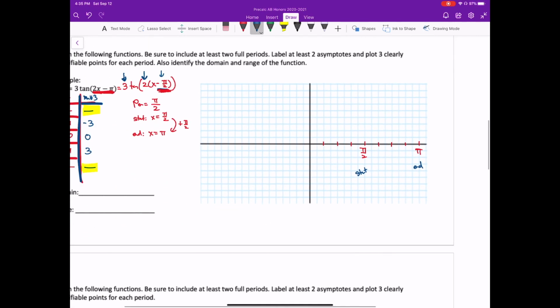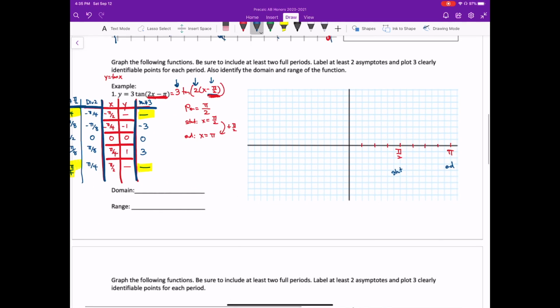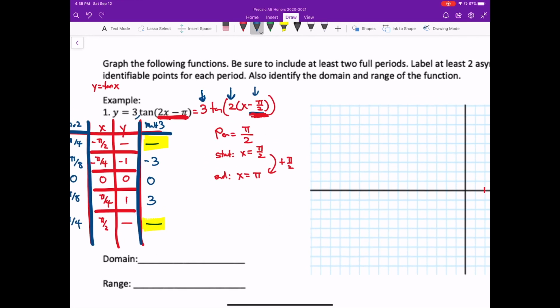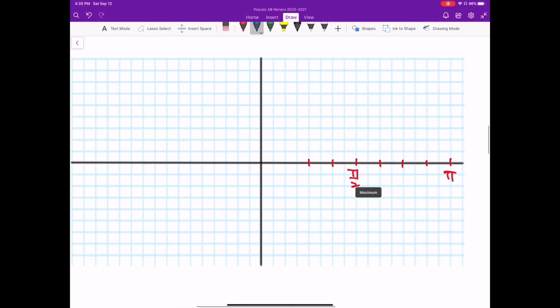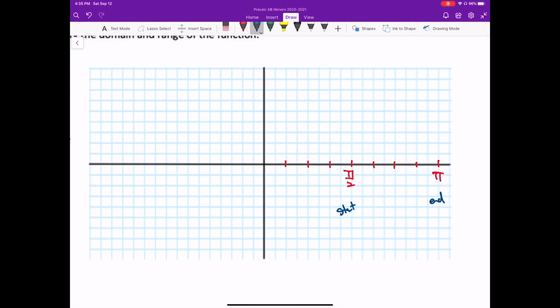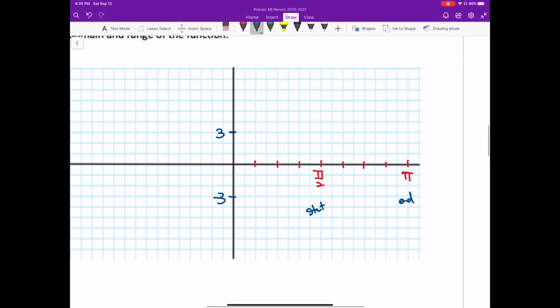Now, before I start graphing points, I want to also take into account that we have a vertical stretch of 3. So instead of marking out 1 and -1, we're going to look at 3 and -3. That's going to be how high and low the points are in between, instead of 1 and -1. So start and end. Tangent starts on a 0. You want to remember that. Tangent starts on a 0. So we have 0, 0.